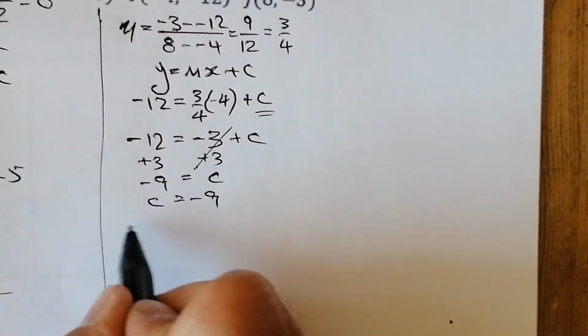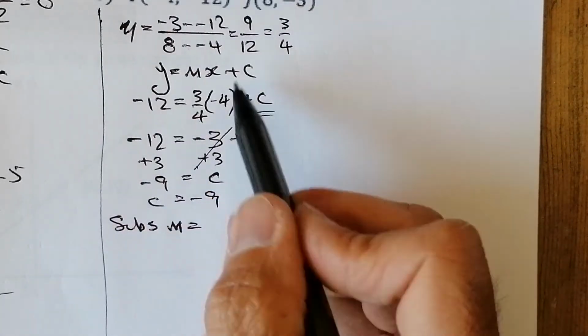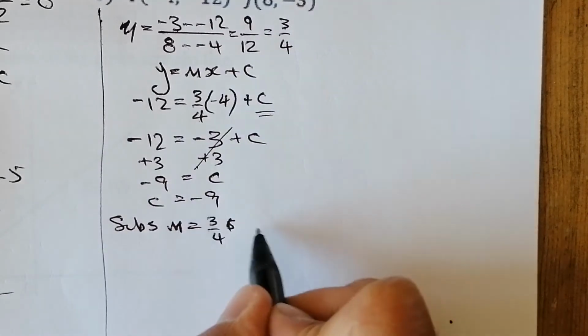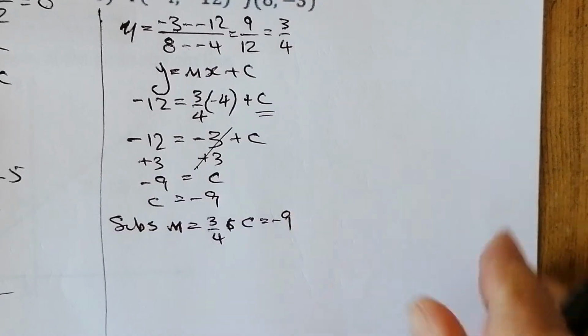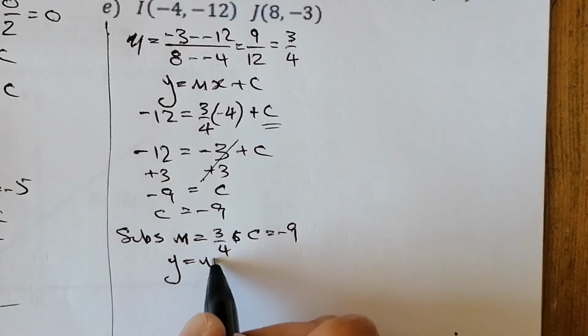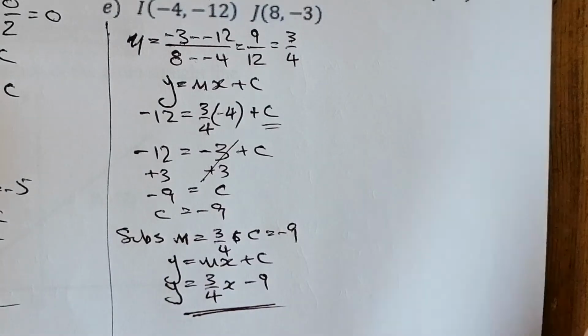Right, so we're going to substitute my gradient of 3/4 that we got up at the top there. And we've got the c value, which is the minus 9. So we're going to substitute them into y equals mx plus c. And we'll just get a result from there. y equals 3/4 x minus 9. And that's the equation of that straight line.